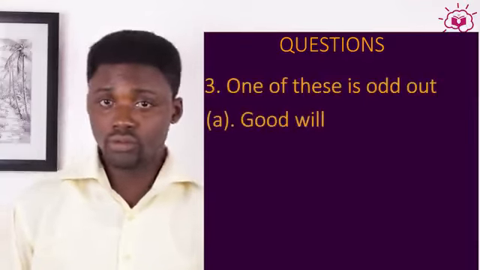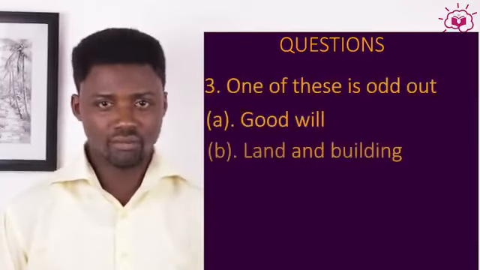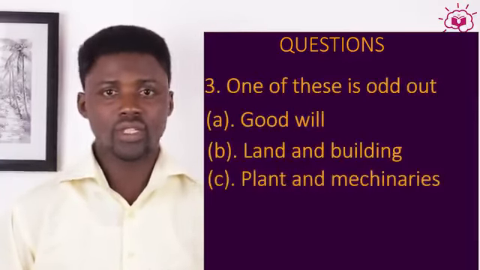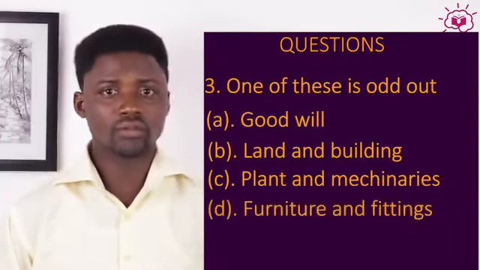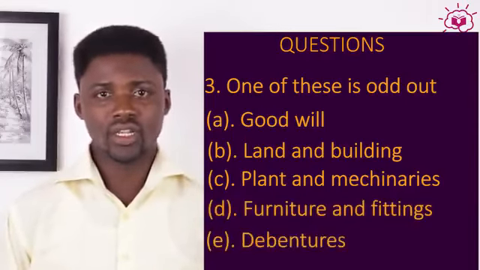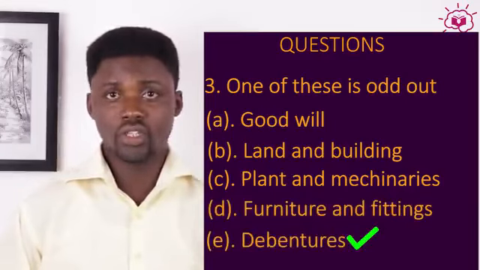Question 3. One of these is odd one out. A. Goodwill. B. Land and building. C. Plant and machinery. D. Furniture and fitting. E. Debentures. The correct answer is option E, which is debentures.